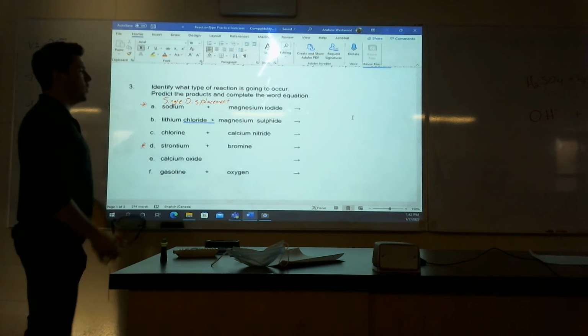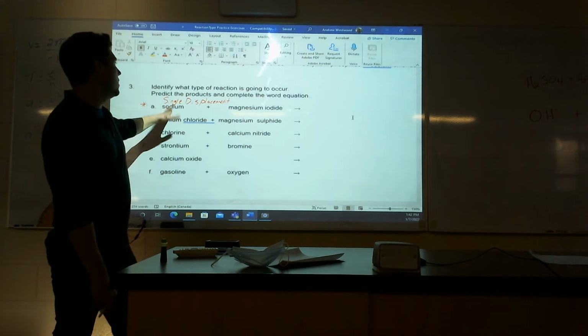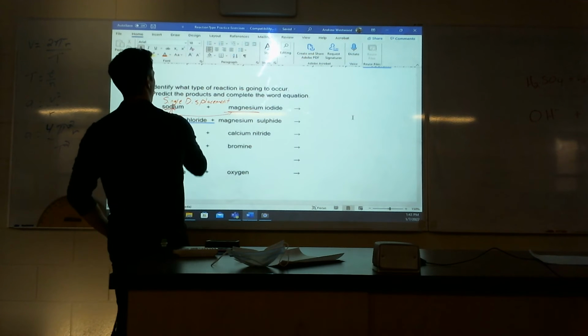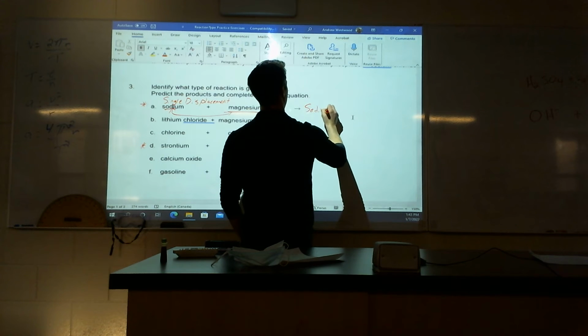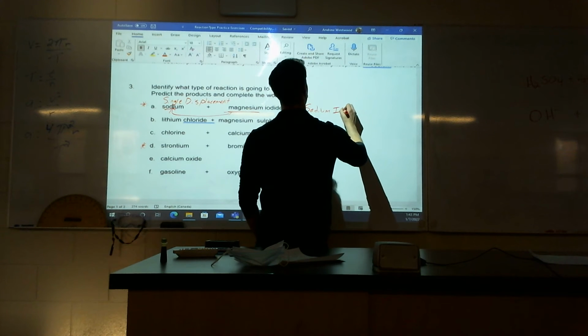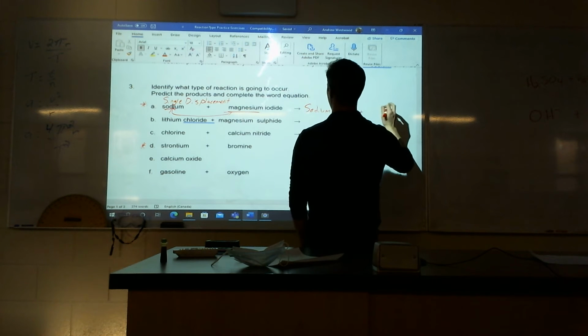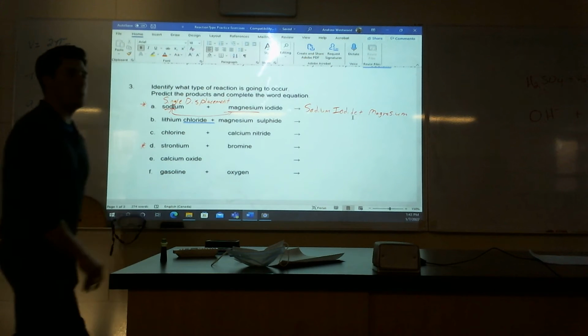And now I figure out what's going to actually switch here. I have sodium all by itself. Sodium is a metal. It's going to switch with the other metal, so this and this are going to switch. And so it's going to be sodium iodide. And then by itself now is going to be magnesium. And cool, that one's done. That's how we would do that question.